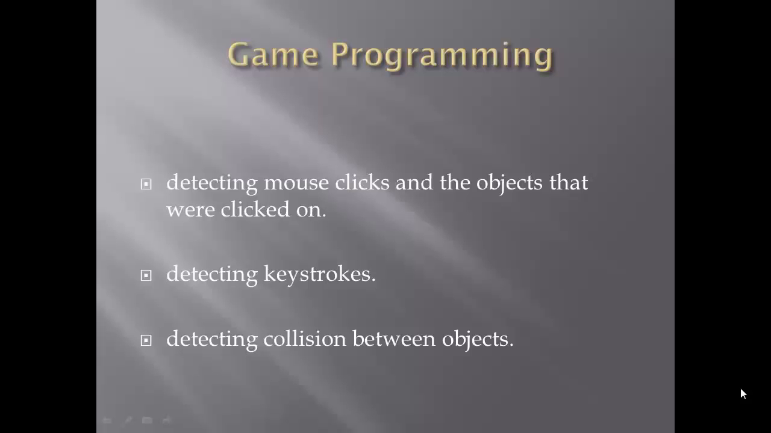Alright, let's get started with a little bit of game programming. What we're going to work on now is detecting mouse clicks and also figuring out what we clicked on, and then from there we'll be able to use the keyboard and also be able to tell when two objects run into each other on the screen. These are all three elements that are ultra useful for game programming.